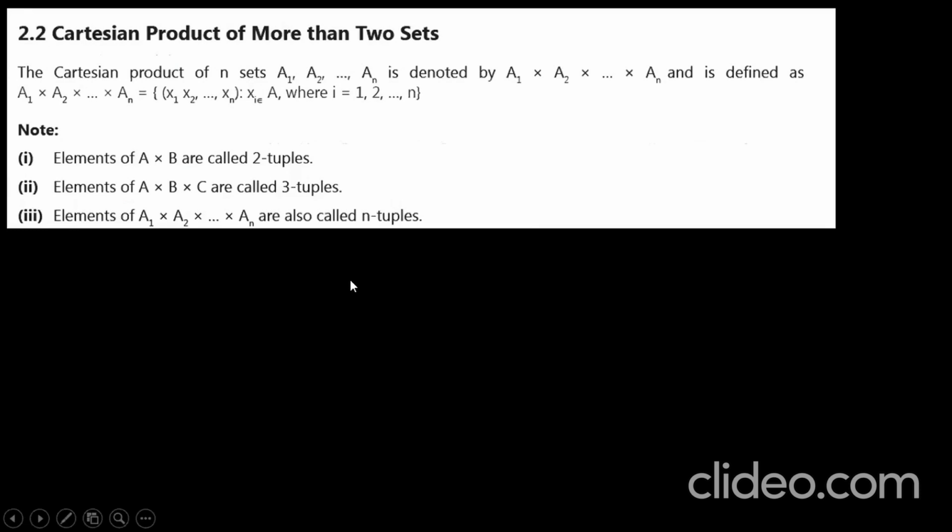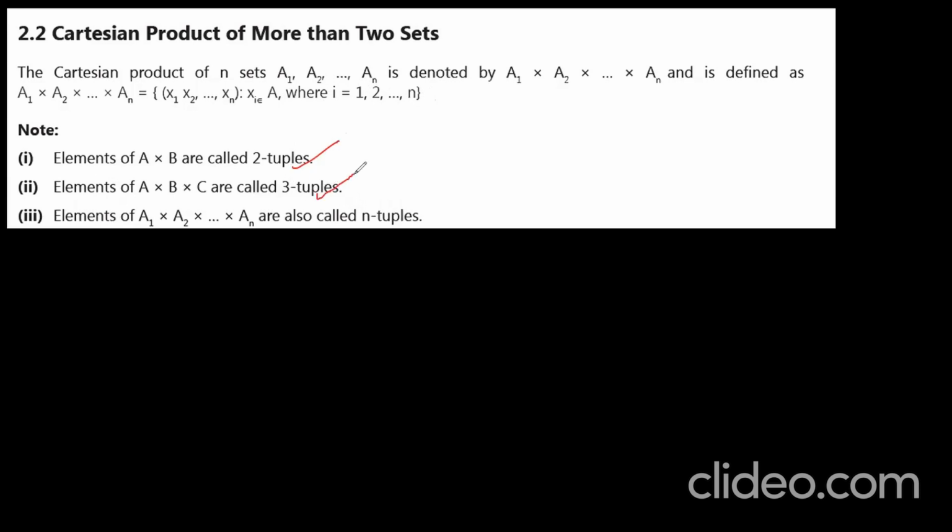Cartesian product of more than two sets. Before, we took only two sets A and B. Now I am taking A1, A2, and so on up to An, n sets. So A1 cross A2 cross up to An is the set of tuples (x1, x2, ..., xn), where xi belongs to Ai, i equal to 1 to n. If you take two sets, it is going to be two-tuples.